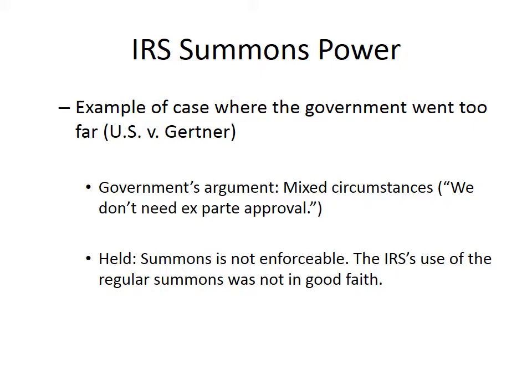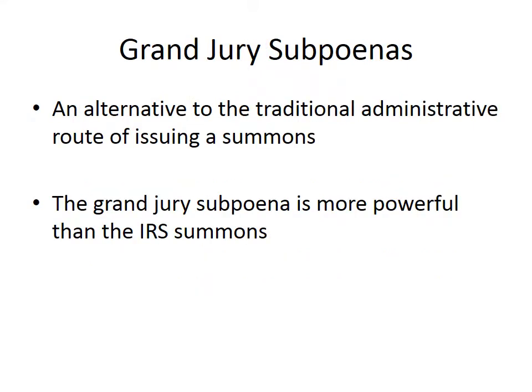The court held that the summons was not enforceable and that the IRS's use of the regular summons was not in good faith. So the court basically could see through the veneer and could see through the government's plan to try and bootstrap the unidentified taxpayers in with the identified taxpayers so that they only had to satisfy the Powell requirements. We're going to transition now into grand jury subpoenas. Grand jury subpoenas are a major alternative to the traditional administrative route involving use of a summons.